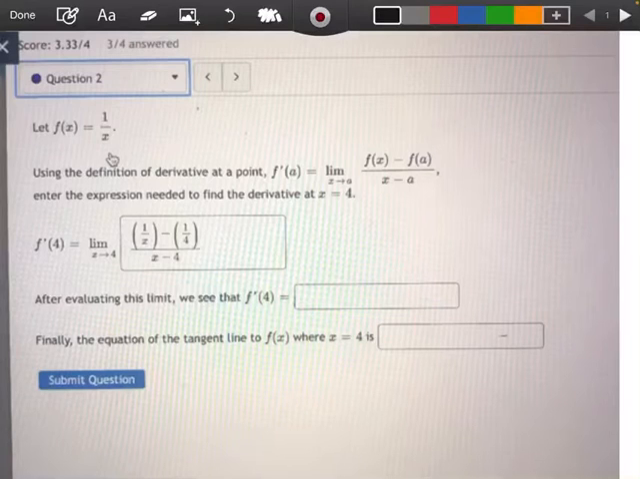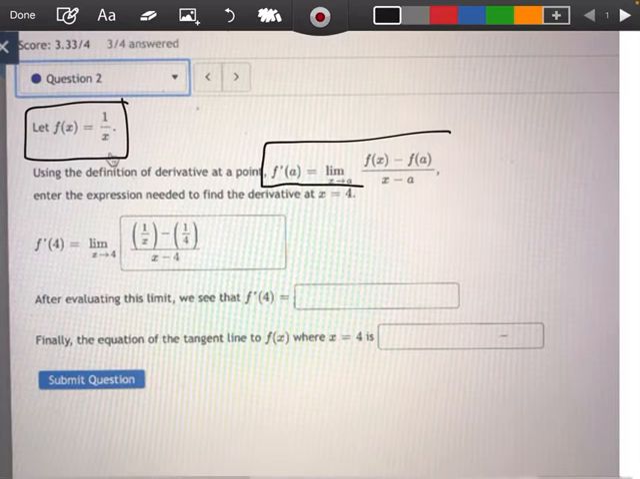All right, y'all. So this is question number 2 out of one of the homeworks. I don't remember which one it is, but anywho, let's see if we can figure it out. We have a function here, f of x equals 1 over x, and we're going to use the definition of a derivative at a point. So here's my definition. And it looks like the student already got the first part right.